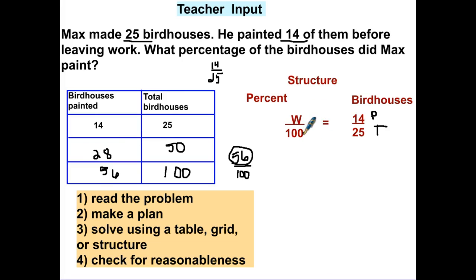So now let's check and see how the structure is going to work. I have W over 100. Remember, the total amount of birdhouses, that would be 100%. And I've got an unknown amount in 14. So I'm going to look at, if I have 25 and this is 100, what did I do with the 25 to get 100? Well, I multiplied by 4. That means I'm going to multiply the 14 by 4, and 14 times 4 is 56 over 100. You are making equivalent ratios.